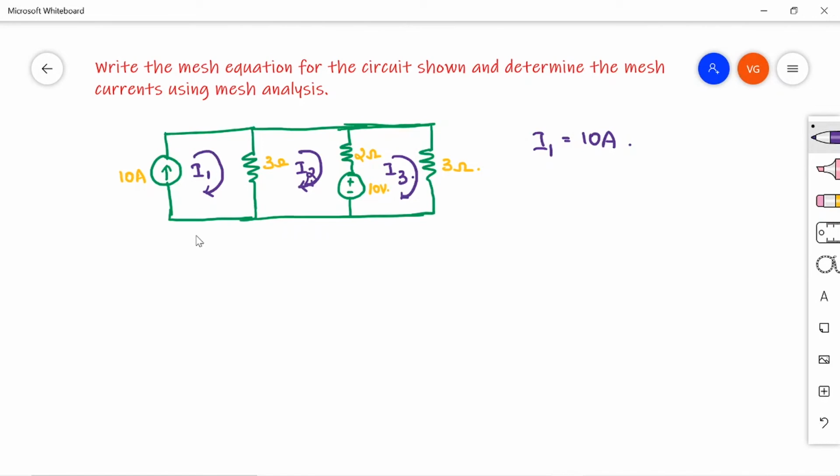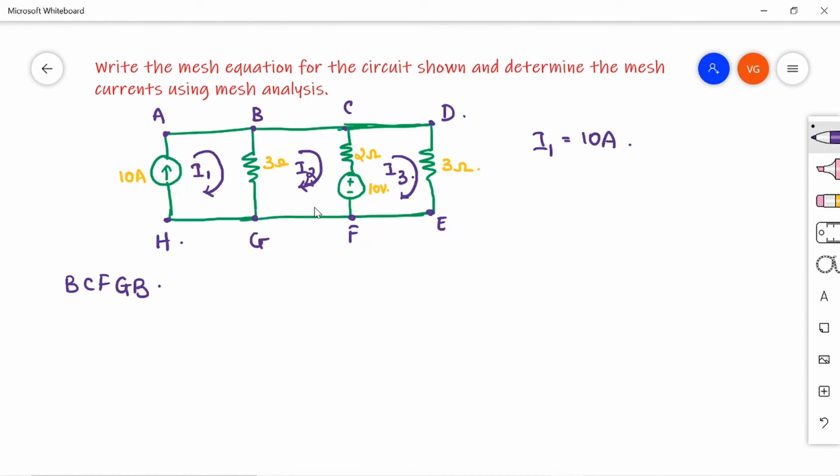So for more clear understanding, you can mark the nodes also: A, B, C, D here. You can take E, F, G, H. So the remaining two loops here are B, C, F, G, B. See, that is the second loop here what I am showing: B, C, F, G, B.